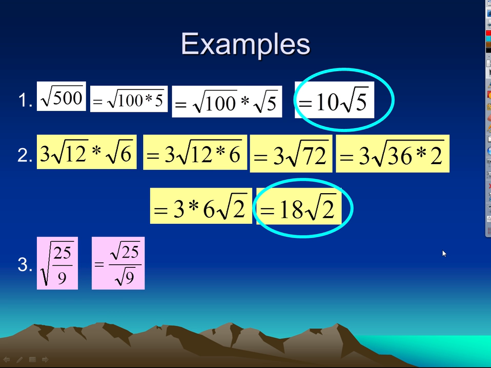What about this? Square root of 25 over 9, just split it up. Square root of 25 over square root of 9. Square root of 25 is? 5. Square root of 9 is? 3. There we got it.